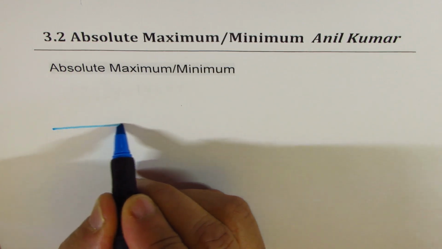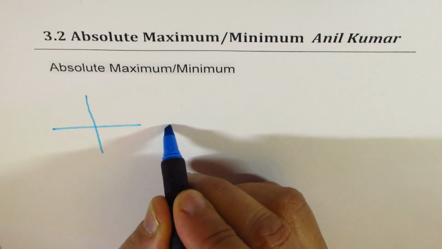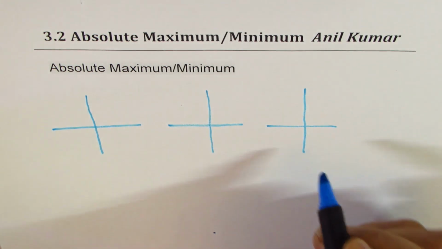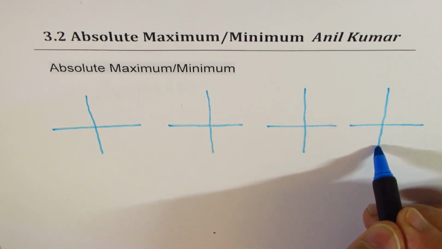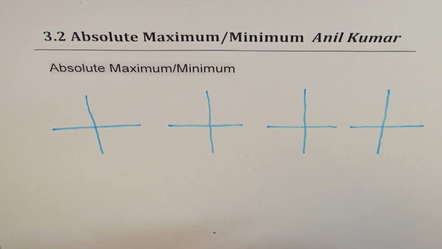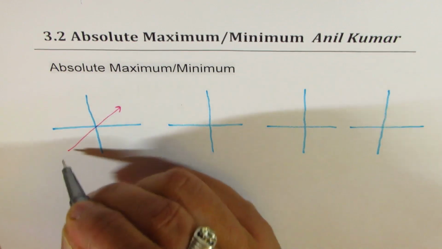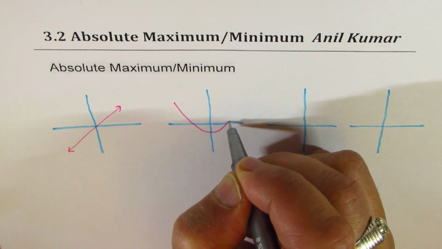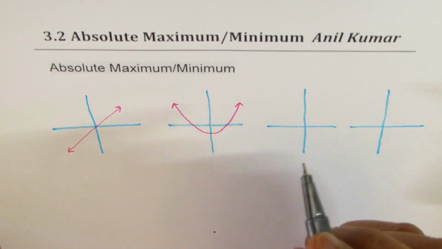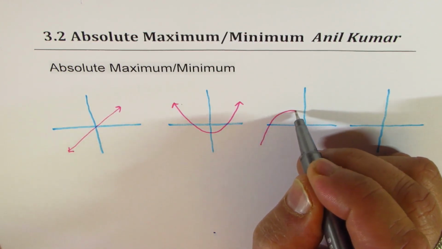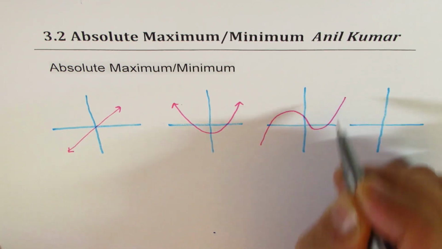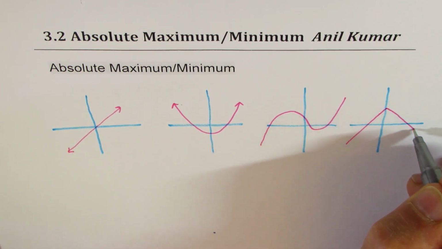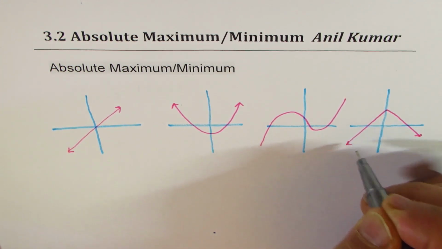What I'll do here is sketch a few graphs. Let us say 4 graphs here, and with respect to these, we'll try to understand the concept. First, let us have just a straight line. Then we'll have a parabola. Let's have a cubic function. And let me make an absolute function kind of like this. So these are common functions.